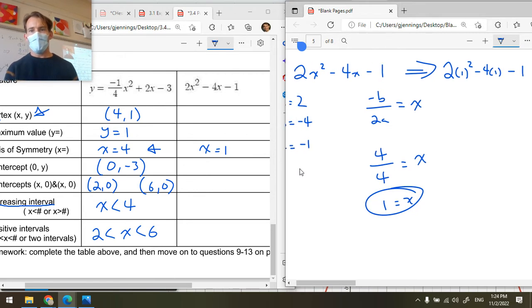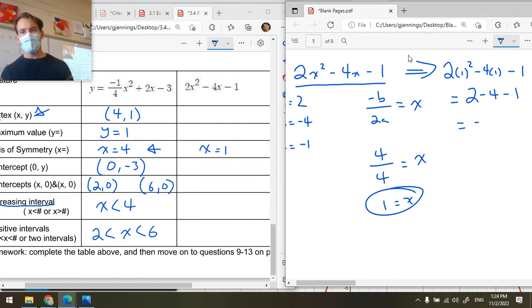Notice to get that line, all I did was copy out the function here, but substitute in 1 for x wherever I saw it. So let's go. 2 times 1 squared is 2. Minus 4 times 1 is minus 4. So I'm at a grand total of minus 2. And then minus 1 gives me 2 minus 4 minus 1, which is equal to minus 3. Okay, that's the y value of the vertex.